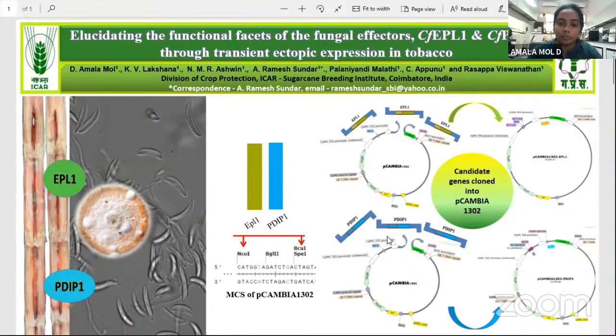Myself, Amala Mol, from Sugarcane Breeding Institute, is here to present my research findings regarding transient ectopic expression of two candidate genes, CfEPL1 and CfPDAP1, in the model system tobacco. EPL1 is eliciting plant response-like protein 1, and PDAP1 is plant defense inducing protein 1, which are pathogen signatures of Colletotrichum falcatum, the causative agent of red rot, which is a major menace to sugarcane cultivation in many countries in the tropics across the globe.